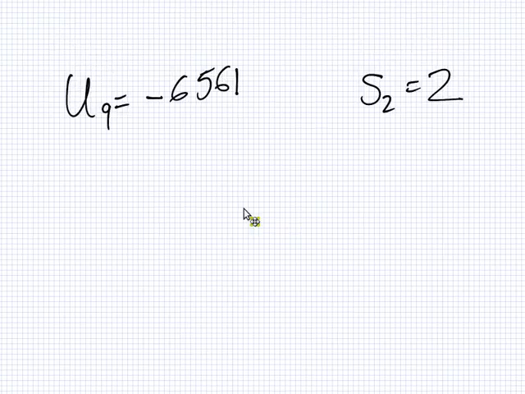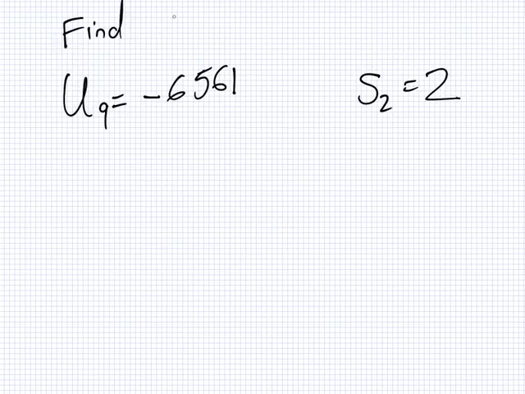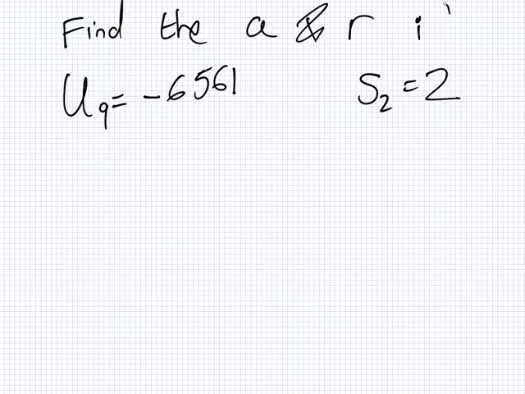Find the A and the R if the ninth term is minus 6561 and the sum of the first two terms is 2. So we want to find the A and the R. Okay, this one's a little tricky.